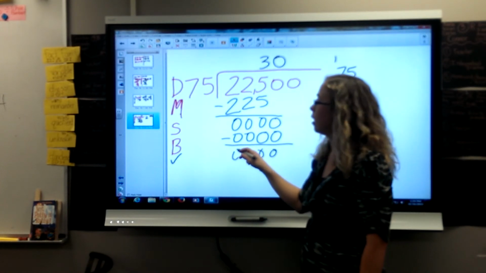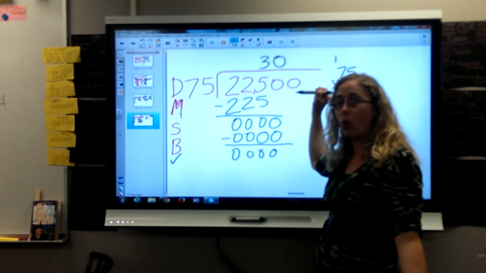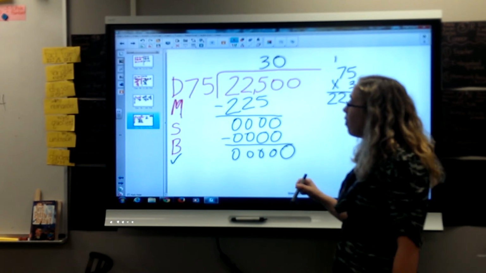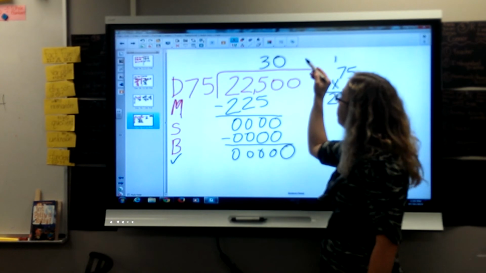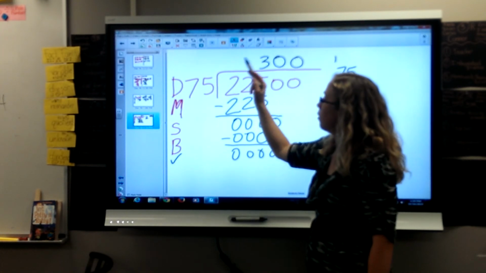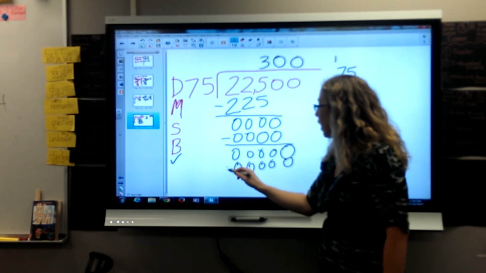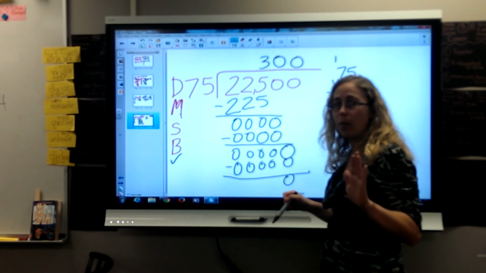Guess what? We still have a bunch of zeros. But look, we still have this 0 right here that we cannot just forget. We have to deal with it. We have to bring him down and then try and divide. How many times can 75 be divided into 0? 0 times. And then we have to multiply it out. 0 times 75 is 0. So our answer is 0. Now there's nothing else to bring down, so now we can stop.